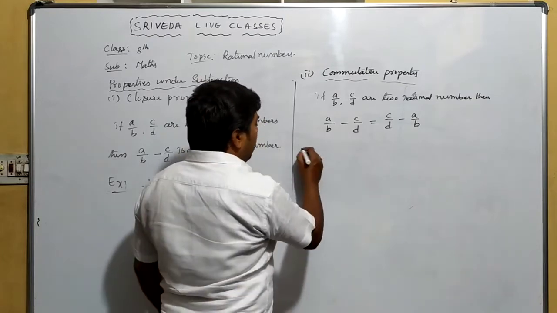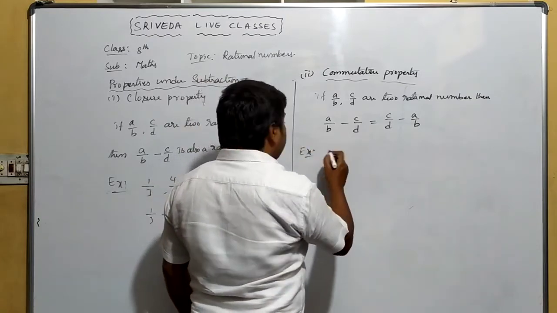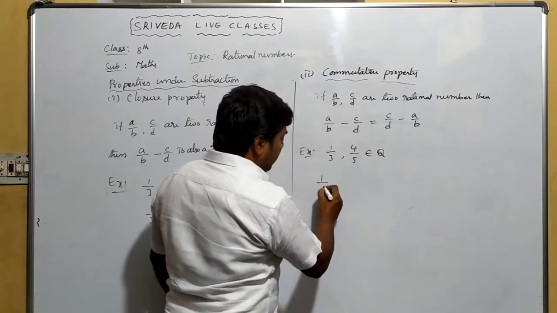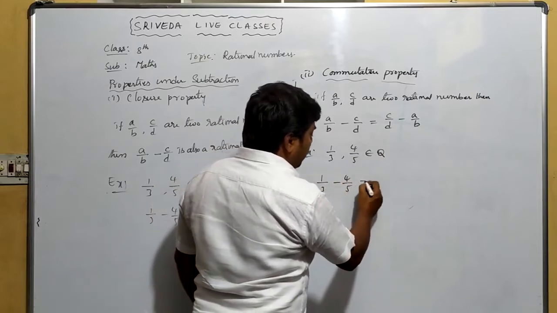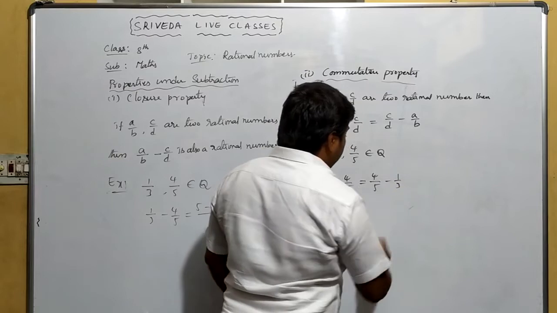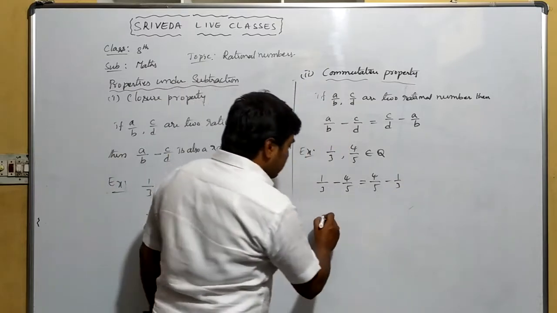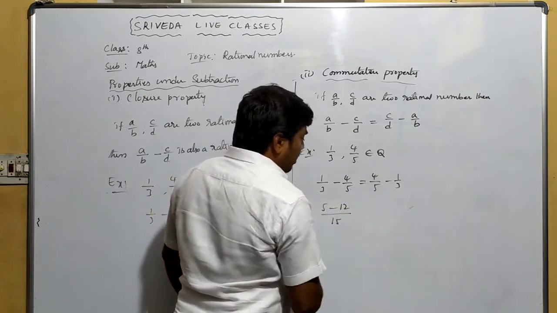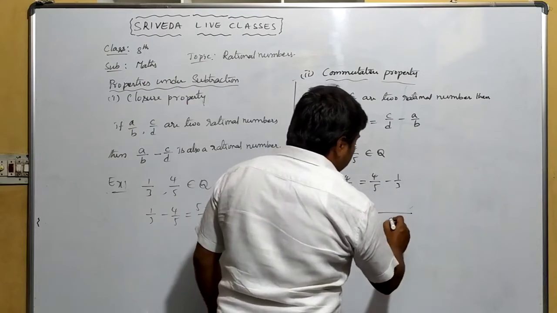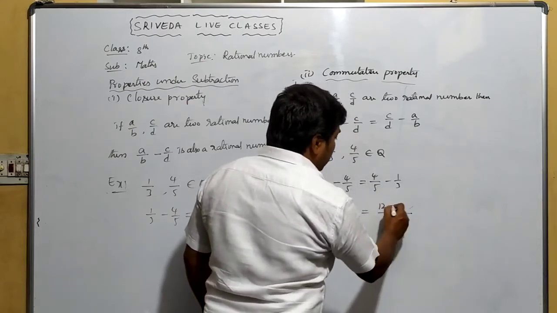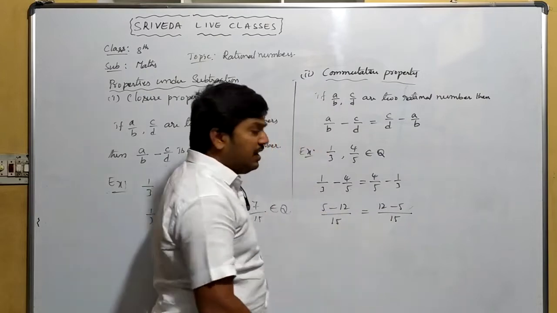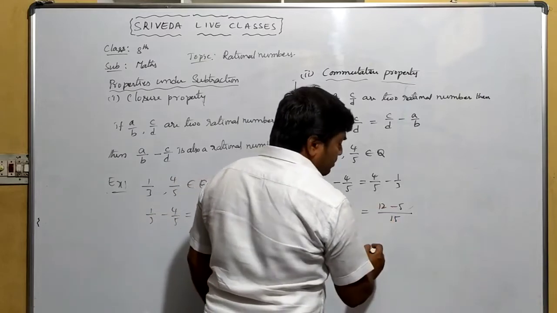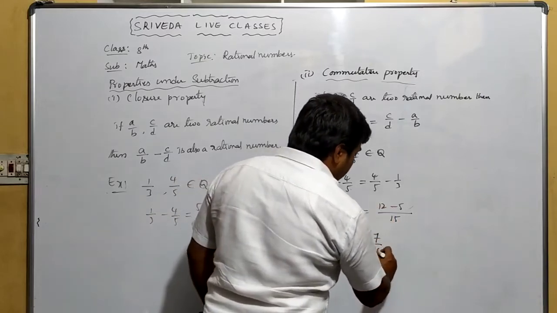Now you see the example. Take 1 by 3, 4 by 5 belonging to rational numbers. Is 1 by 3 minus 4 by 5 equal to 4 by 5 minus 1 by 3? Are both equal or not? Just observe this. 3 5s are 15, so 5 minus 3 4s are 12. Here also 5 3s are 15 is the LCM, 4 3s are 12 minus 5. 5 minus 12 is minus 7 by 15, and here 12 minus 5 is 7 by 15.